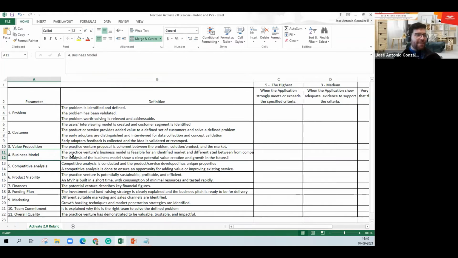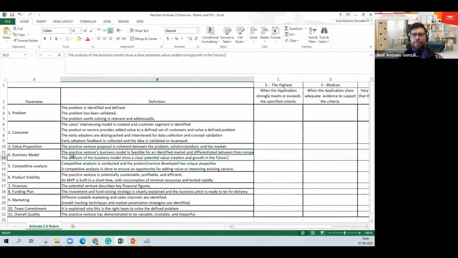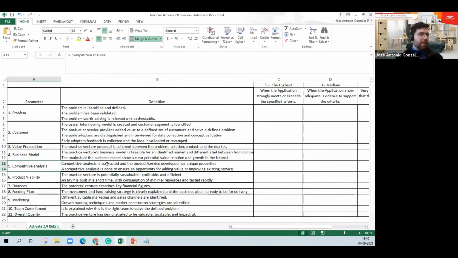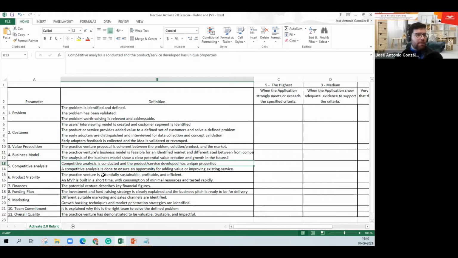to that. Then the business model. Business model is not the lean canvas, is not the business model canvas from Alex Osterwalder, it is the sum of every parameter described by the students, what we will be assessing on the business model. Then competitive analysis. Did they conduct a competitive analysis? They know what the differential features are that they have regarding the competition.